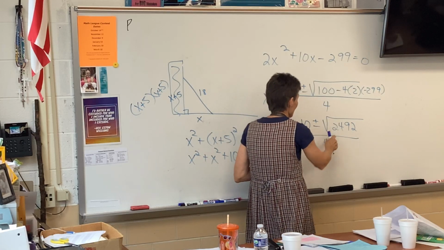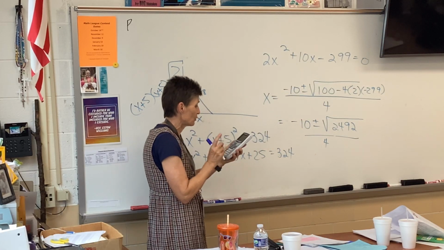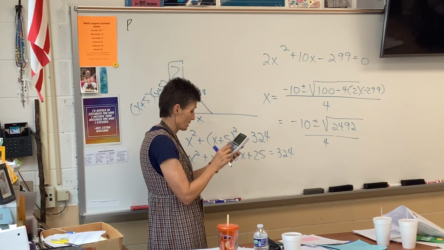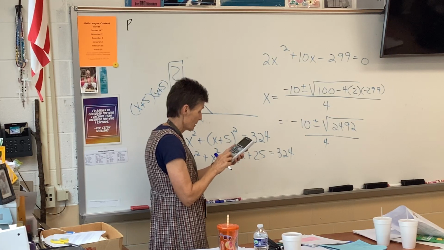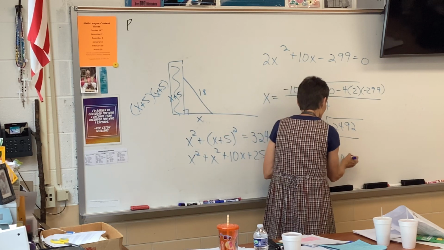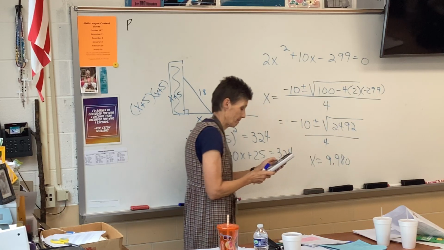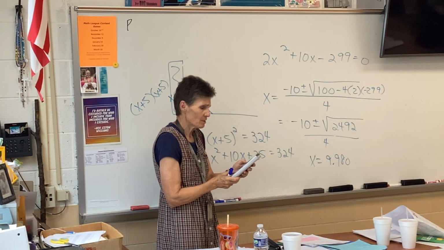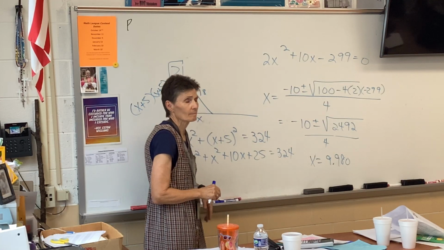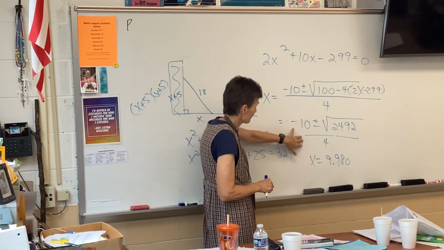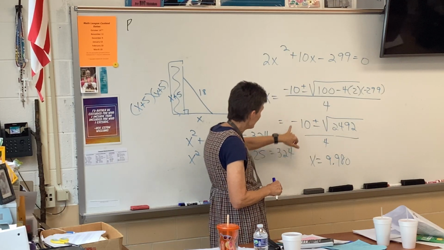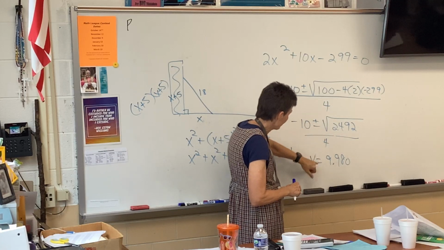one of these is gonna be negative, and I don't want that one, so I'm gonna do this on my calculator. Negative 10 plus the square root of that number divided by 4. I got 9.980. I love confirmation from somebody. I didn't do the negative minus 1 because that's going to be negative. So negative 10 plus that over 4.